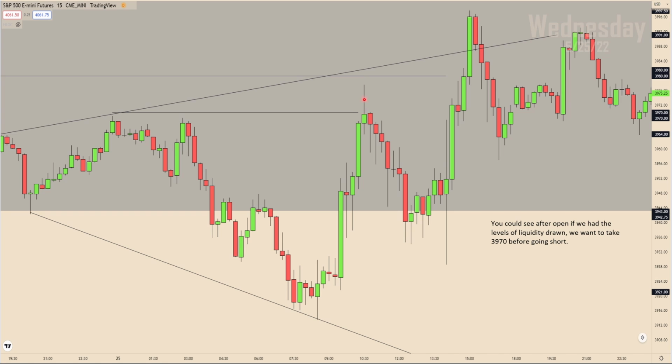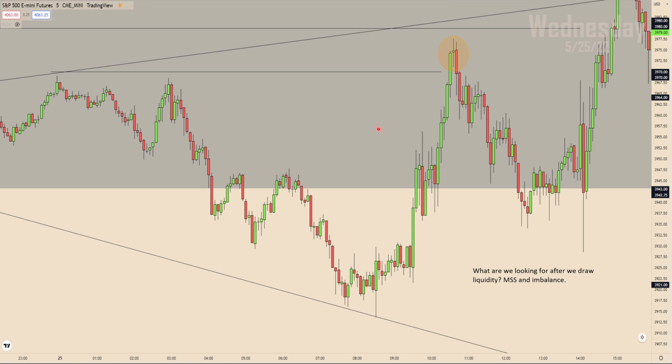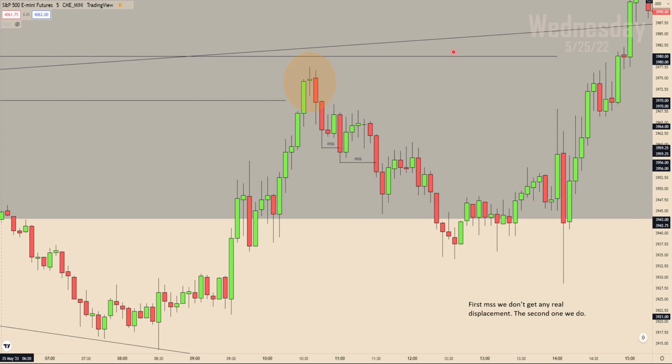We want to see a move up above here before we drop lower. So we get this move up. Then we want to look into the lower time frames. So we'll look at the 5 minute. Now, we're looking for a market structure shift after this, right? With a displacement and then an imbalance. So let's zoom into the 5 minute.